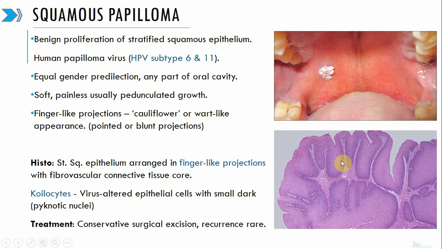A characteristic feature associated with squamous papilloma are the koilocytes. These koilocytes are virally infected cells and are generally seen in the superficial layers of the epithelium. These virally affected cells can be appreciated as large vacuolated cells with dark pyknotic nucleus. The treatment for squamous papilloma includes conservative surgical excision. Recurrences are rare.